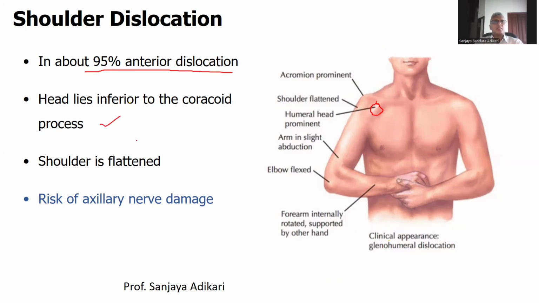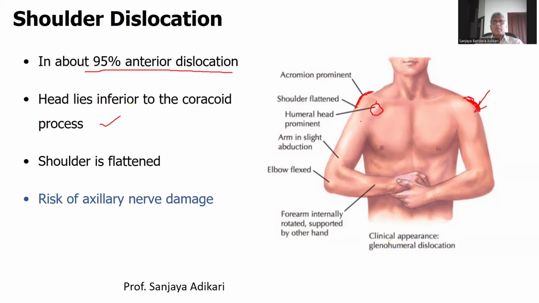And the other point is, because of the absence of the head here in the glenoid fossa, with the deltoid covering over it, you have this nice rounded contour of the shoulder joint, which is lost on the affected side. So it's a very sharp angle here. It's not rounded like this. So that is another important thing.